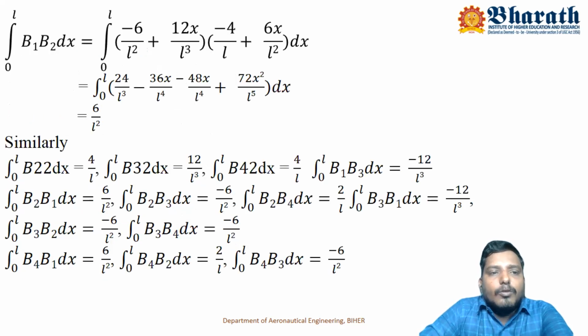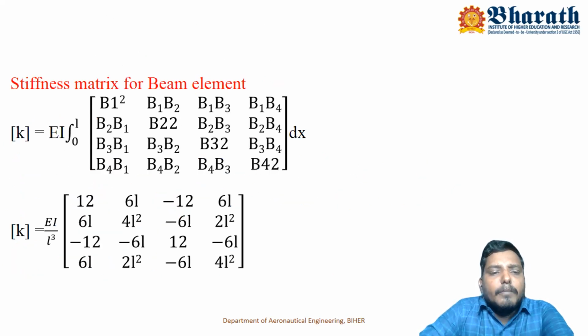Then we have to find integral 0 to L of B1 into B2 times dx. We already know the value of B1 is the d square N1 by dx square value. Then B2 is the d square N2 by dx square value. We have to substitute, then we have to integrate. Then we obtain 6 by L square. Similarly, we have to obtain all the values. Then finally, we arrive at the stiffness matrix for the beam element: K is equal to EI by L cube, matrix of [12, 6L, minus 12, 6L; 6L, 4L square, minus 6L, 2L square; minus 12, minus 6L, 12, minus 6L; 6L, 2L square, minus 6L, 4L square].